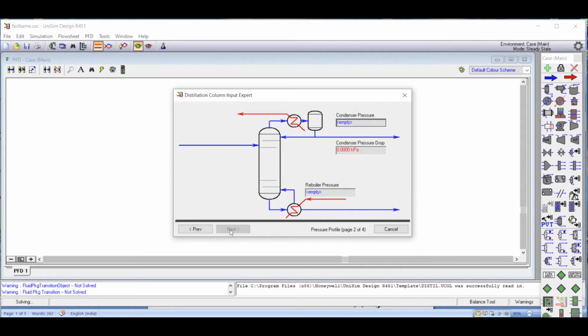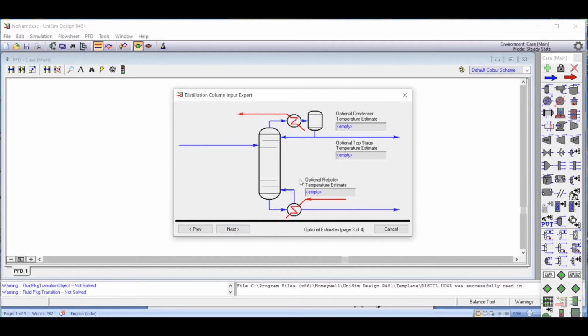So we go to the next window here, and here's the condenser pressure. We know that the condenser as well as the reboiler are working at 1 atmosphere. So we put here 1 atmosphere pressure. And here also for the reboiler, we are assuming no pressure drop to start with, so we just write down 1 atmosphere pressure. We are assuming the condenser pressure drop is 0 by default.